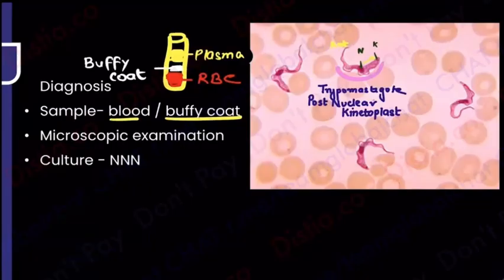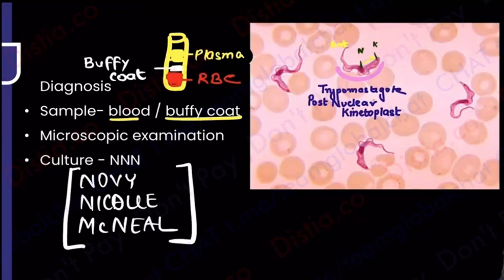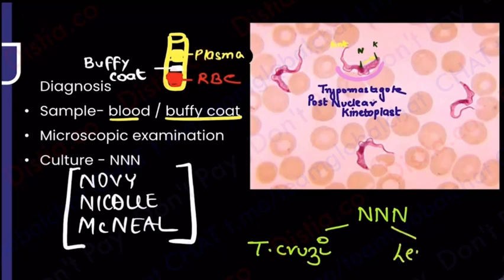So you will identify it like this. And what is the culture that you will put it through? You will put it as Novy, MacNeal and Nicolle medium. So you can learn it as Novy, MacNeal and Nicolle medium. This is triple N media. Let me tell you from now itself: triple N media in microbiology is number 1 used in Trypanosoma cruzi, not in Trypanosoma brucei. It is next used in Leishmania.